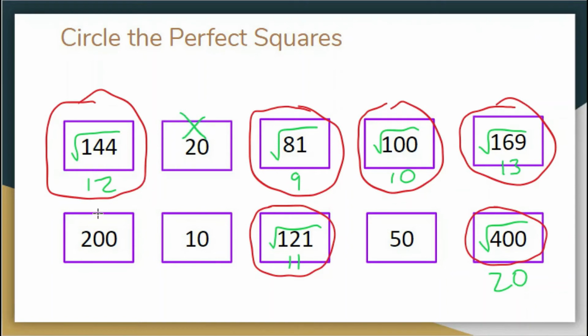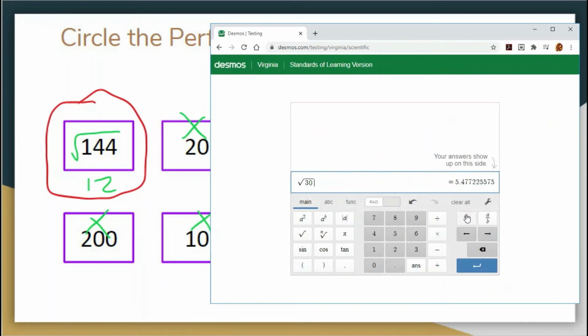The ones that are left are not perfect squares, because if we put these in our calculator, we would not get a whole number that could multiply by itself. So for example, if I did square root of 200 here, that will give me 14.14213562. So that's not a whole number that I can multiply by itself to get 200. So that would not be a perfect square.